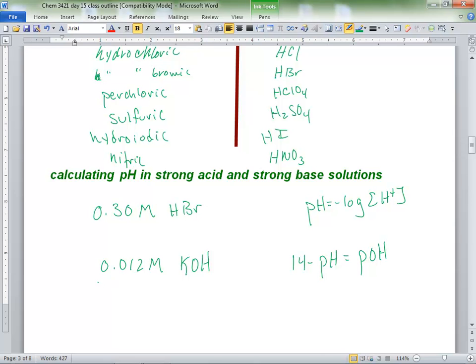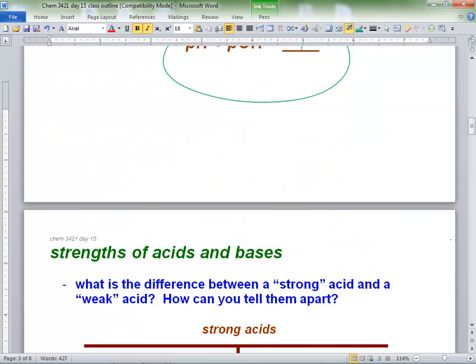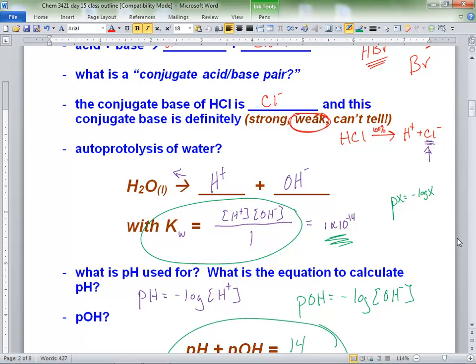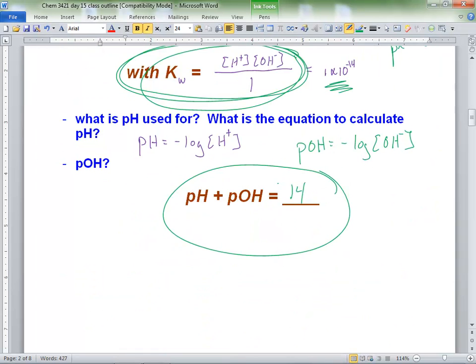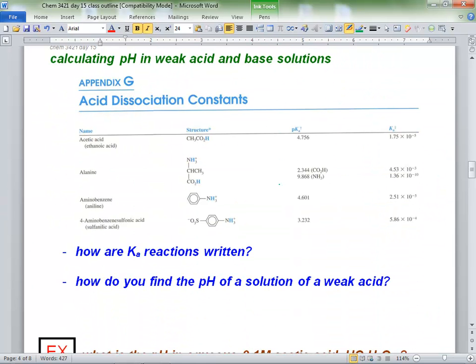Just take the negative log of 0.012 molar. That would be pOH. You could also play around, if you wanted to, with this equation and plug in 0.012 for hydroxide, solve for H plus, and then take the negative log. It seems like more work, but okay. Here's where the work is.